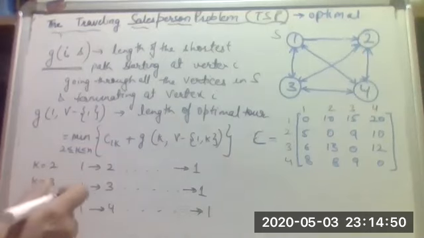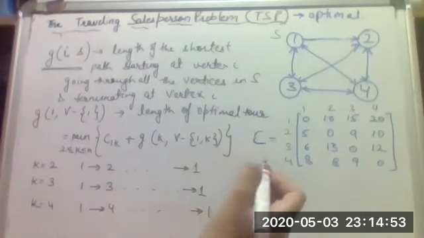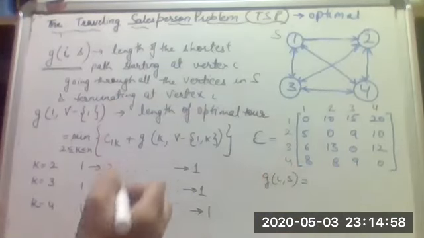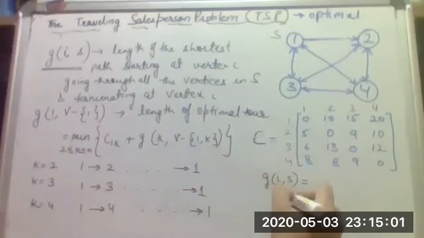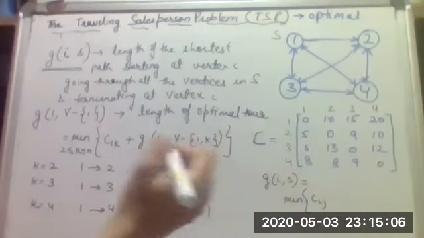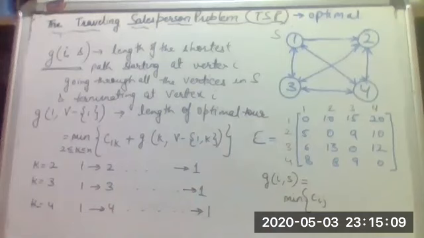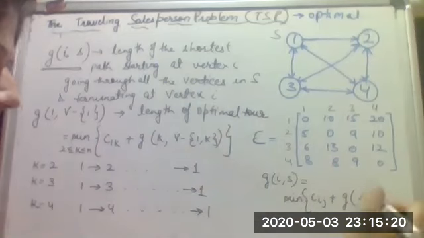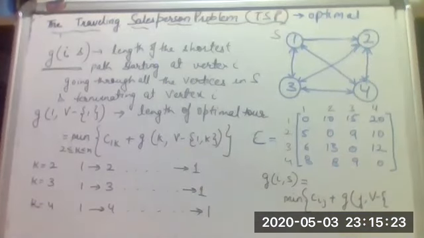So the general formula for this would be G(i, S) is equal to the minimum of Cij, for any jth vertex we are taking from the source vertex i, plus G(j, S minus {j}). Now we need to exclude j from there.